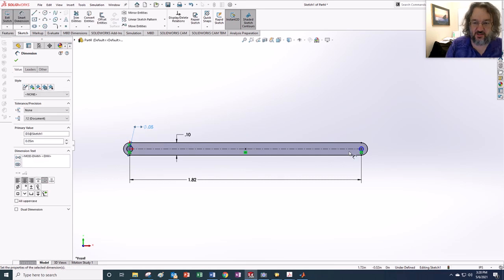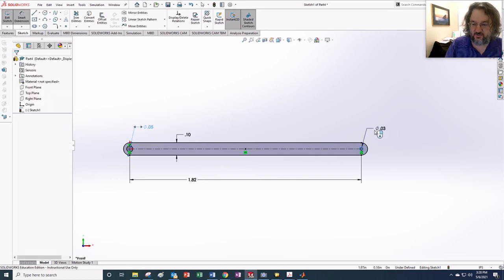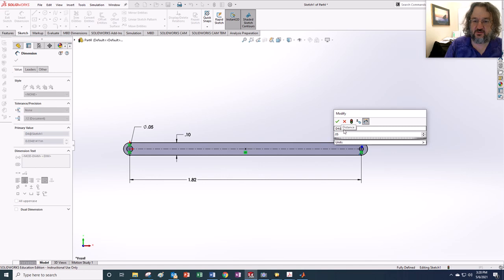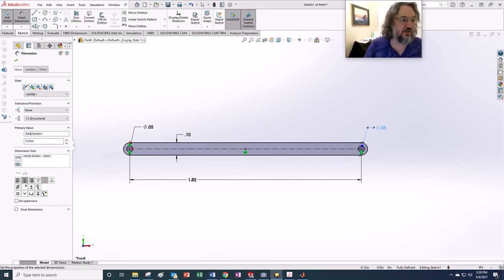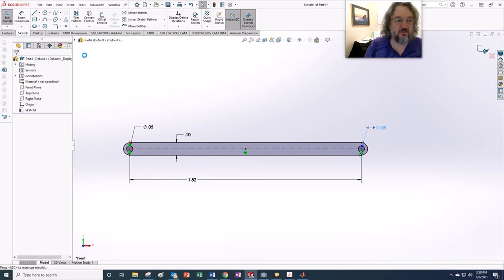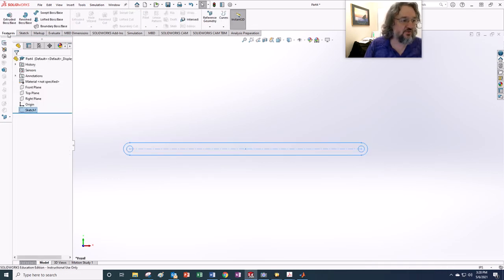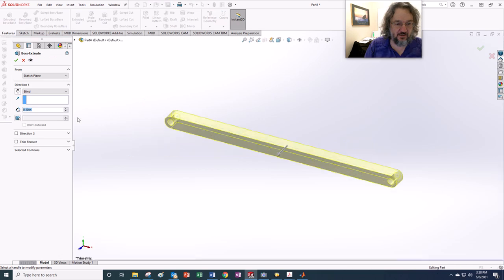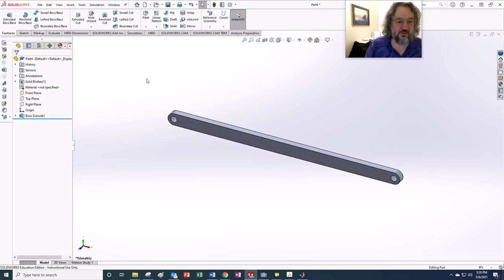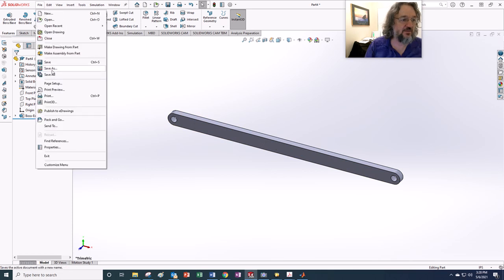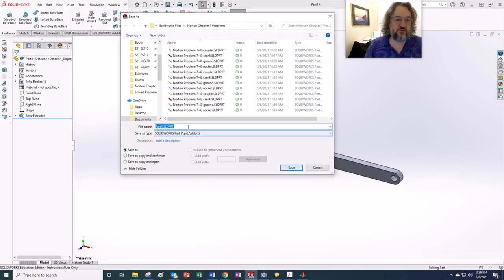0.05. Yeah, let's make the diameter of those 0.05. And get my ugly mug out of the way. Oh yeah, just be done with this. Okay. So we're going to extrude that. And 0.05 seems like a nice thickness for that. Okay. And I'm going to save this as Norton problem 744.